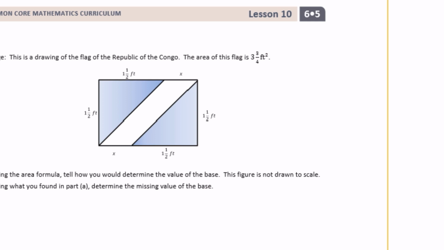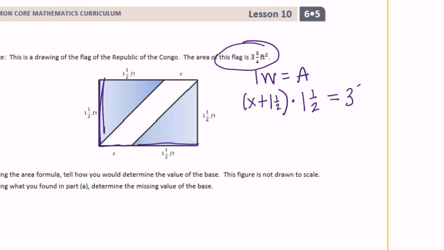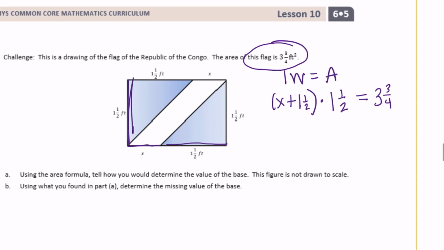Okay, so again, we know that length times width is equal to area of a rectangle. So we know that the length is x plus 1.5, so x plus 1.5 times the width here, which is 1.5, is equal to, they told us the area is 3 3/4. So there's the area formula. That's how I would figure out the value of the base.